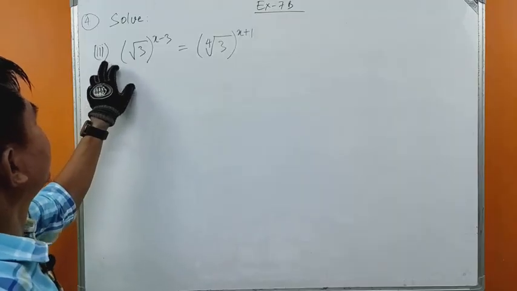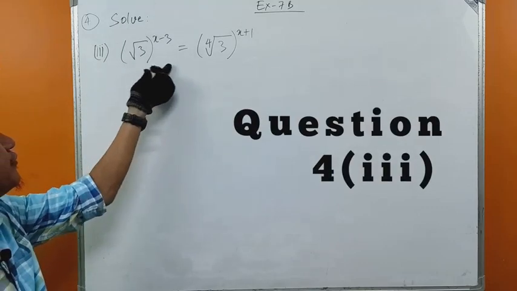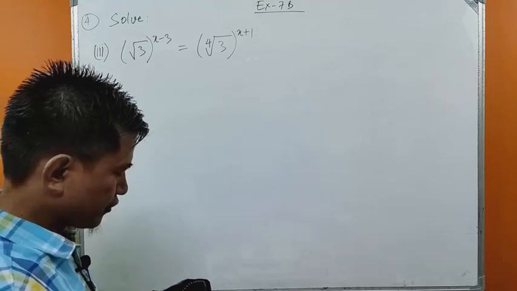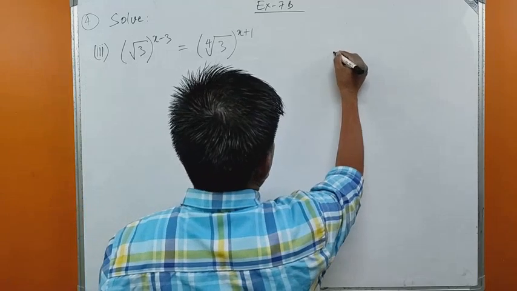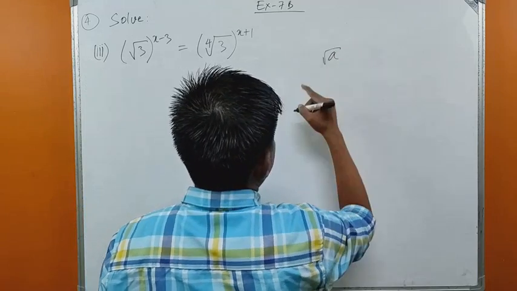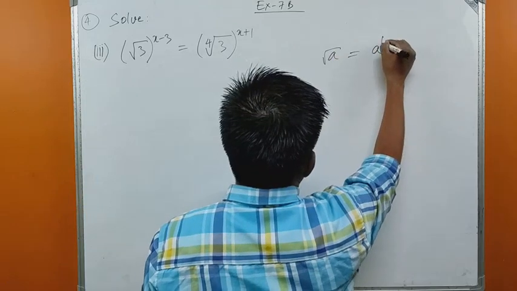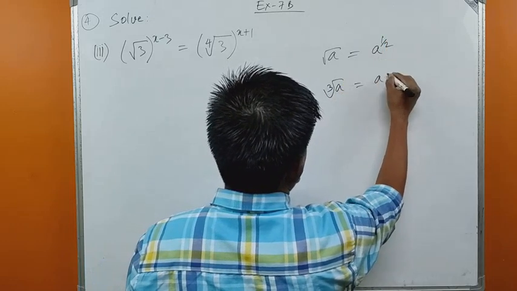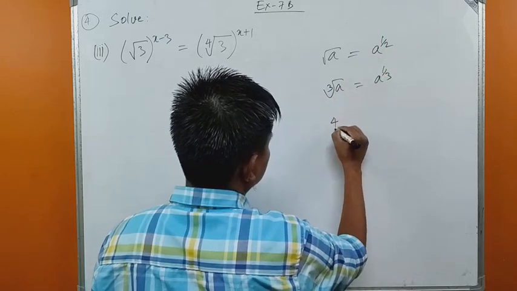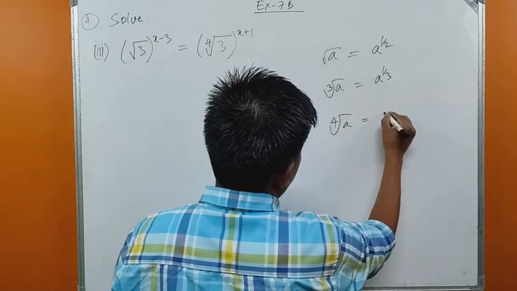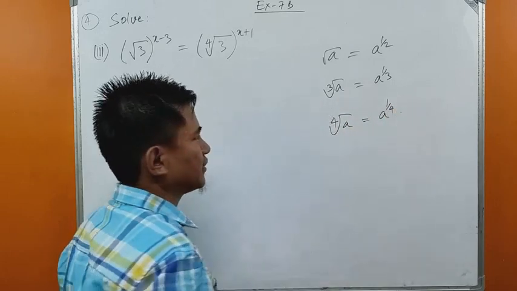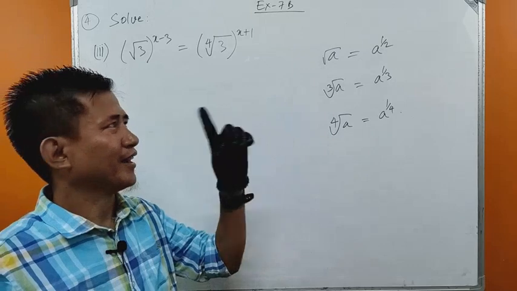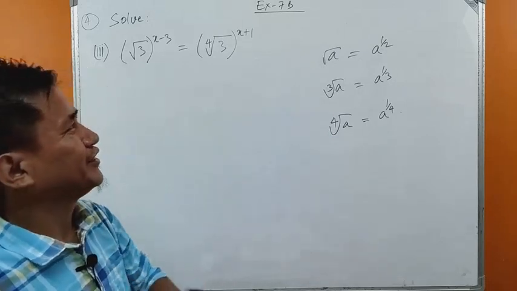Question number 3 of 4. Solve for x. Okay, we are given this equation and we are asked to find the value of x. So before we do this question, let us see the rules of indices. Suppose we have root a, we can write this number as a to the power 1 by 2, isn't it? Suppose we have cube root of a, we can write this number as a to the power 1 by 3. Suppose we have fourth root of a, we can write this number as a to the power 1 upon 4, isn't it? These are the rules of indices, for which I have already made a separate video, exercise 7a. If you want to check out this video, you can see.